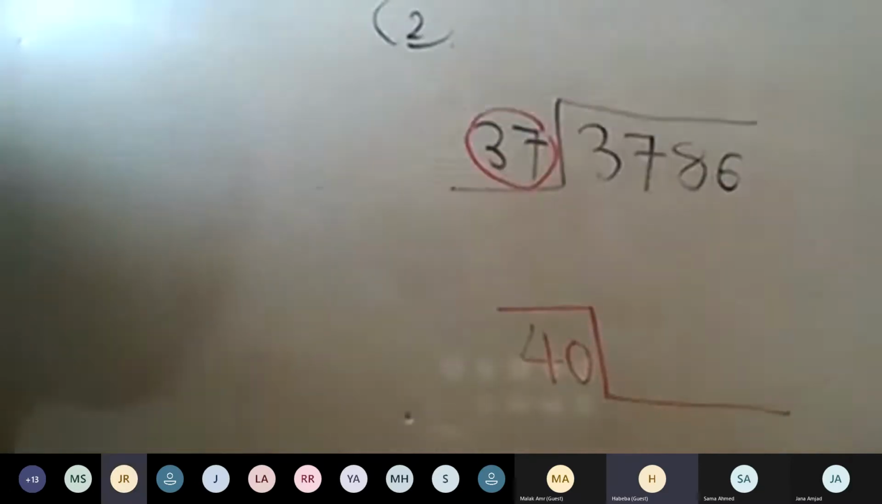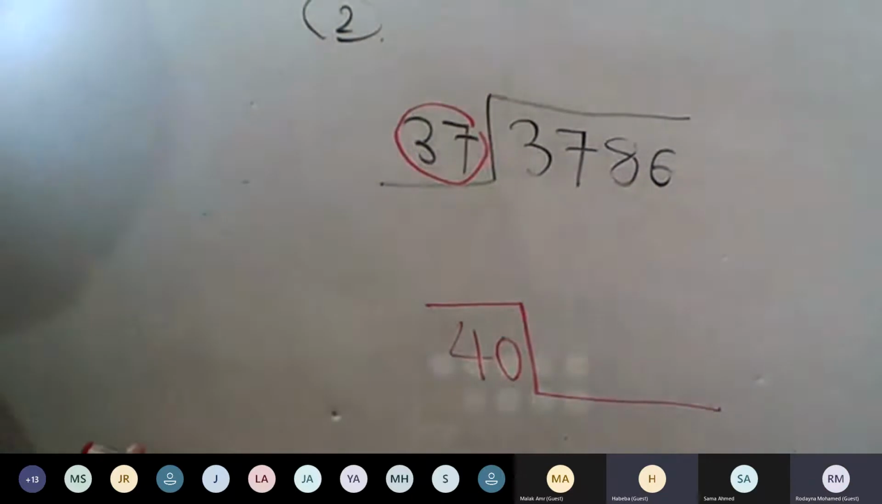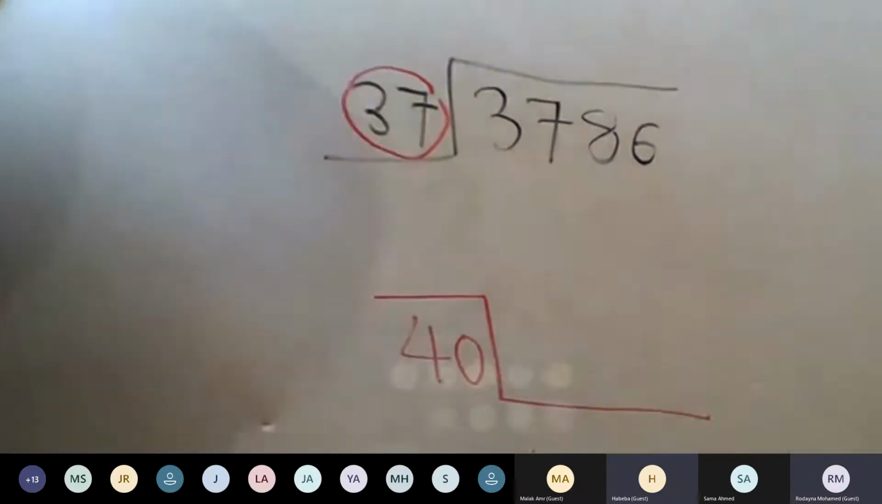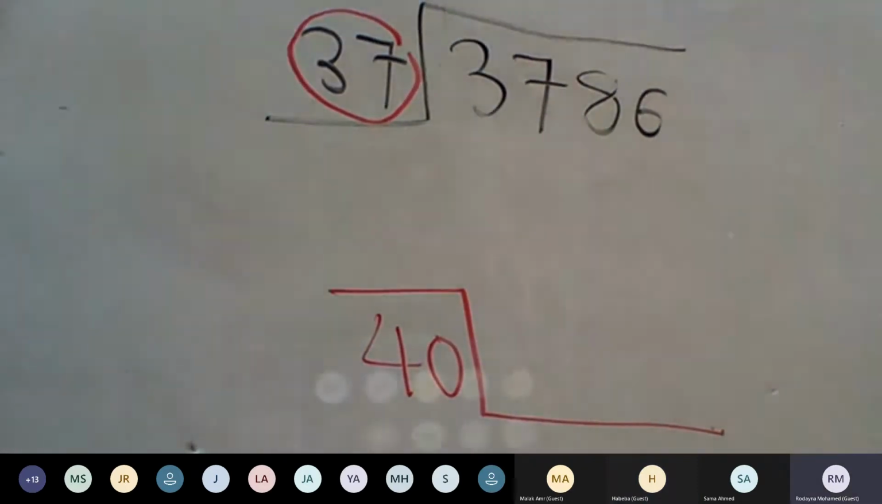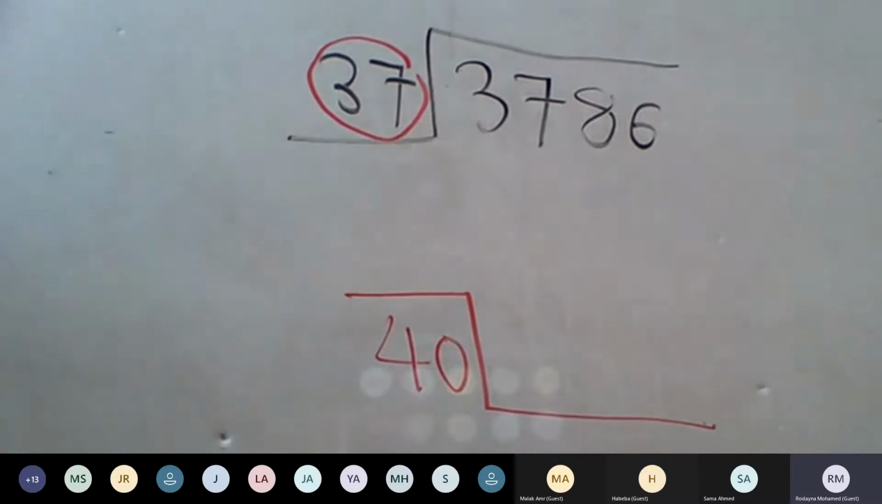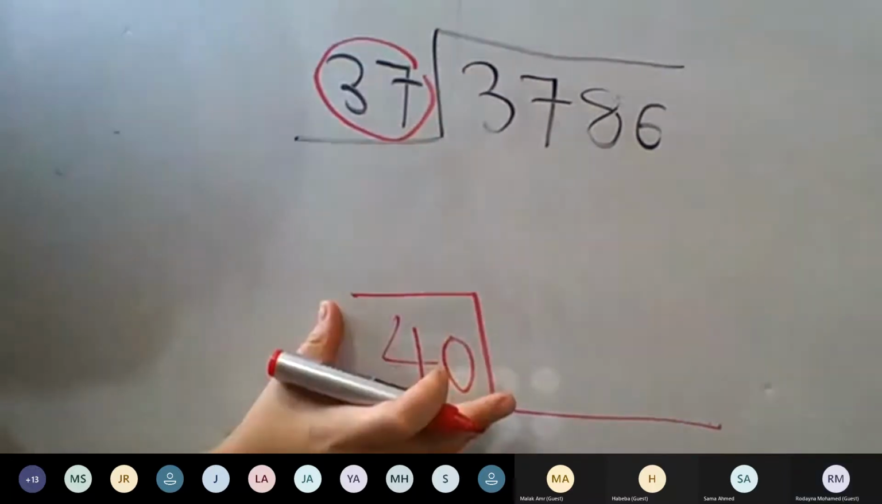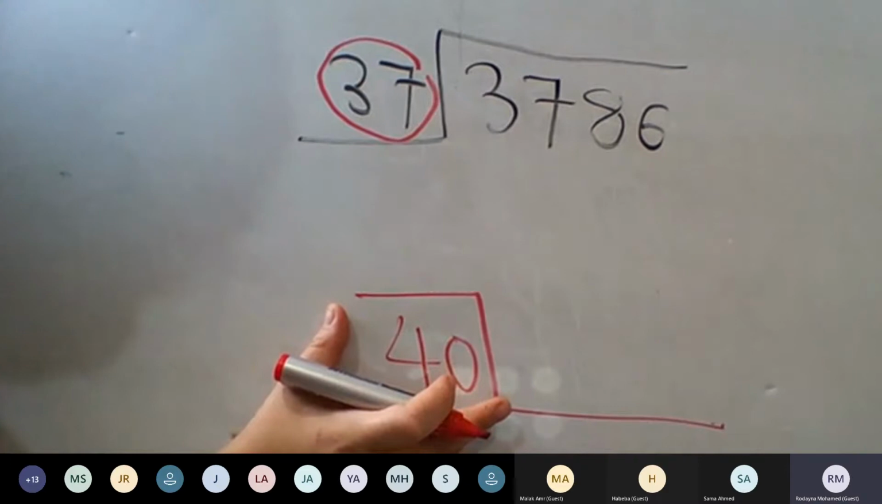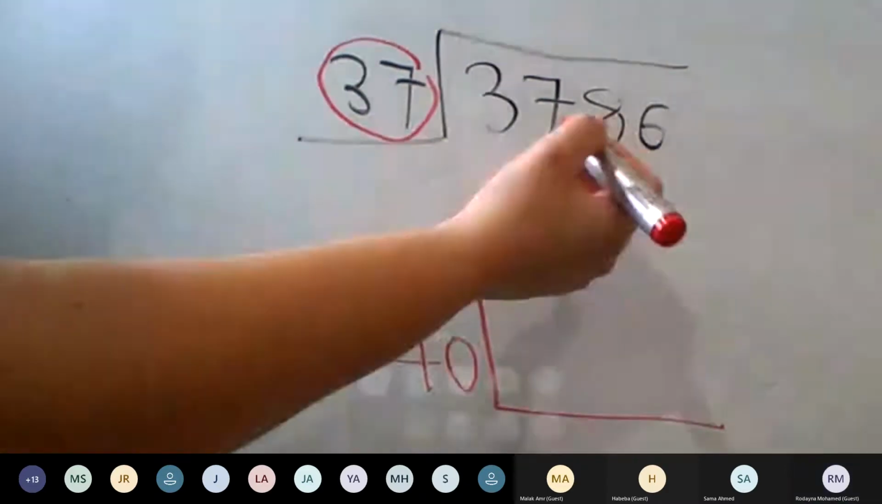Can you answer why you made it like this? Why did you put 40 inside, not like 37? Because, as I told you, I need to use the compatible numbers in order to divide. Thank you, teacher. Continue now here.